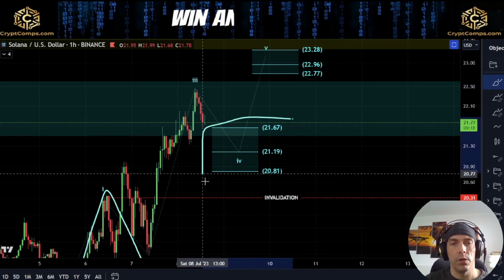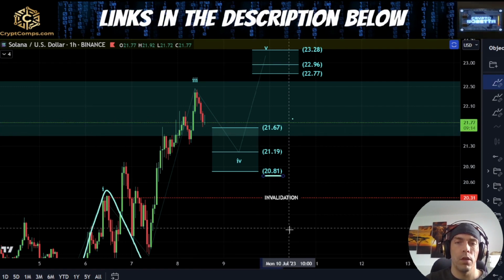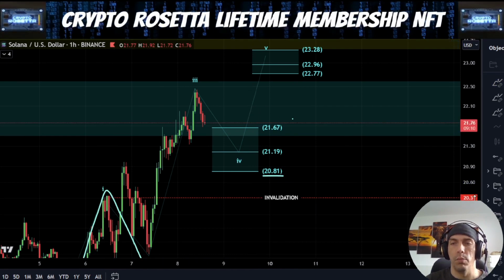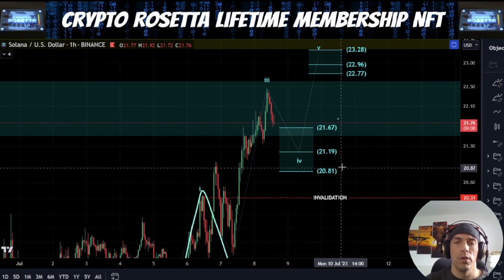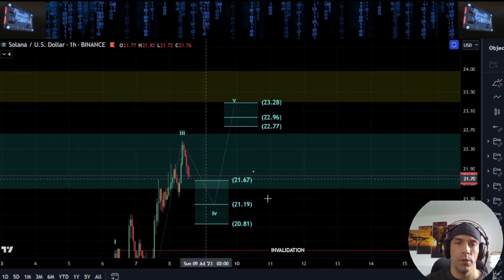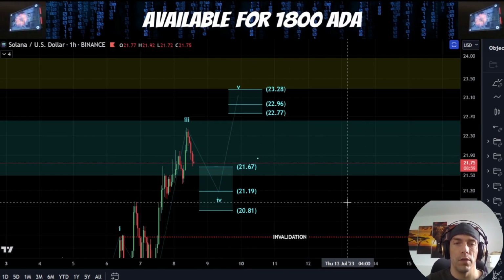So I will continue to be looking for this fifth wave to the upside, provided we hold this 21.67 to this 20.81. Invalidation comes by crossing this point here of this 20.31. So if we do see price actually move upward here one more time in this fifth wave, our target area would be this 23.28 to this 22.77.